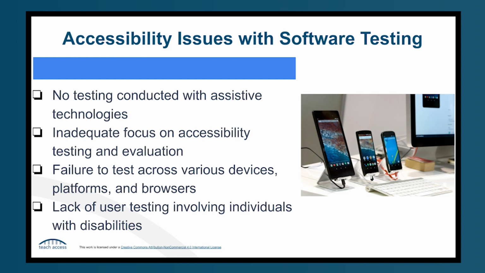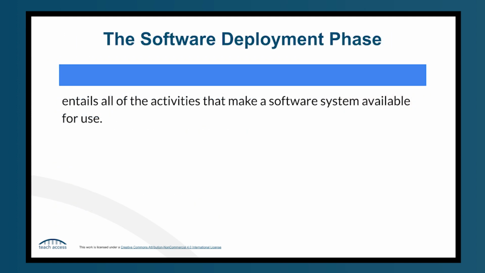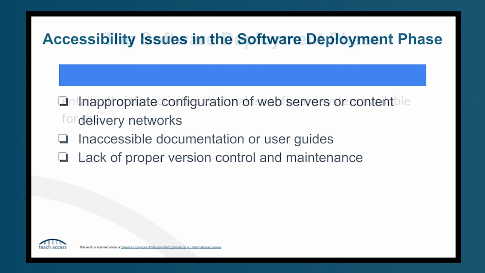Failure to test across various devices, platforms, and browsers, and the lack of user testing involving individuals with disabilities often contribute to accessibility issues. Fortunately, there are numerous accessibility evaluation tools available on the market, and some development environments have accessibility testing built in. Software deployment entails all of the activities that make a software system available for use.